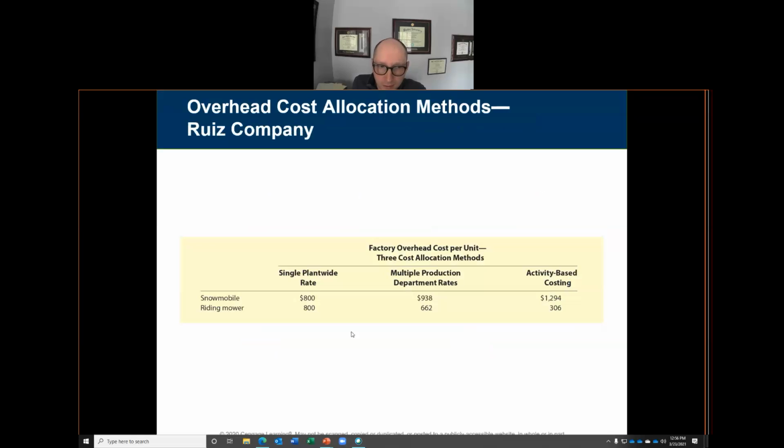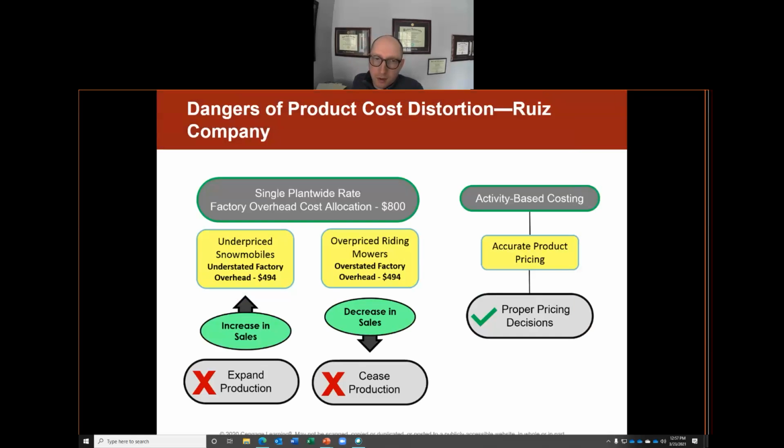Make sense? Good so far? And as we compare the 3 methods of allocating factory overhead, we can see that the most accurate method is the activity-based costing method. 1,294 allocated to snowmobiles, 306 compared to riding lawnmowers. Of course, you compare the three to identify the most effective.